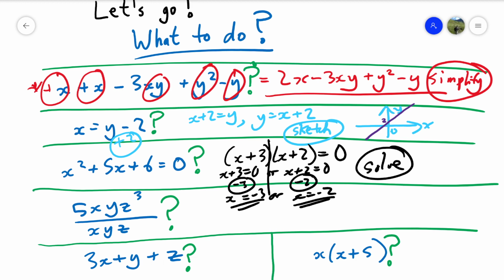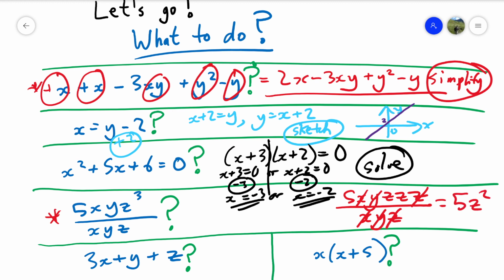What about this next one? Oh, I'm running out of colours. I'm going to go back to red. What about this one here? It's fractions, stuff on top. Oh, wait. I'm just going to slightly rewrite it just to be absolutely sure. I've got 5xyz, because z cubed is z times z times z, over xyz. I'm going to cancel the z with the z, the y with the y, and the x with the x. Remember that that's a divide sign, so when you times and then divide by something, it cancels out. That leaves 5z squared. That's all that's left. So that was, I'm going to call that a cancel, because you can do that with fractions.